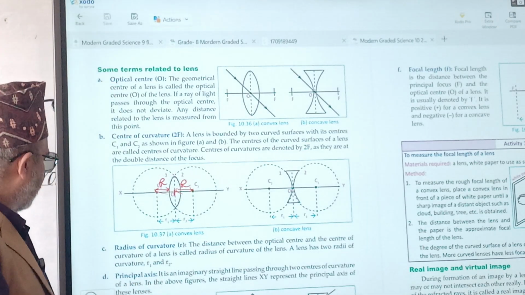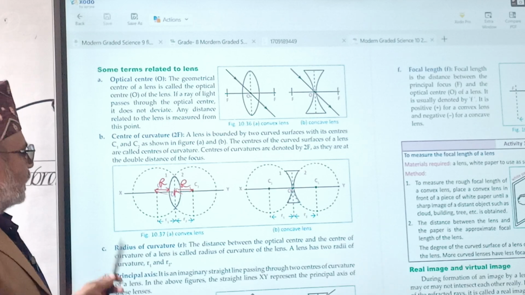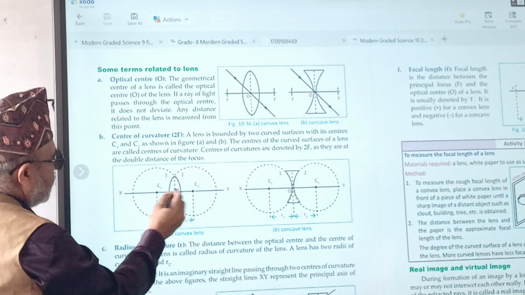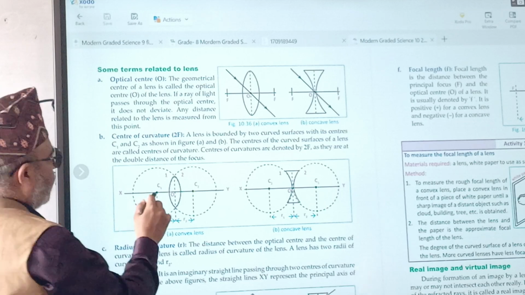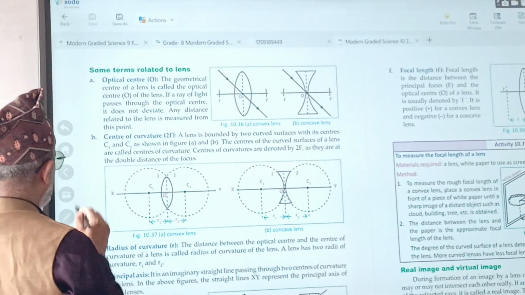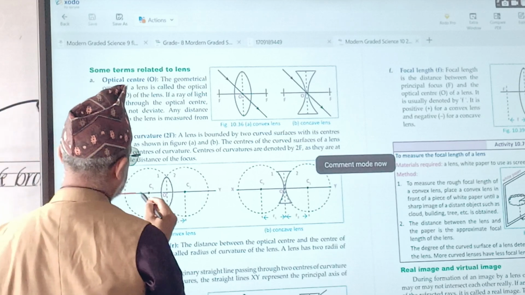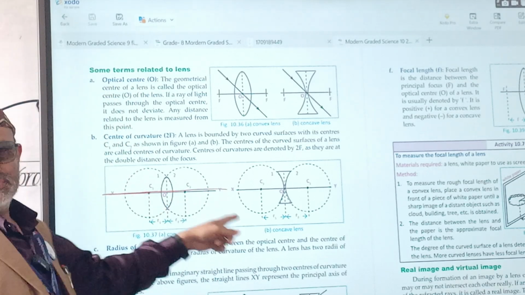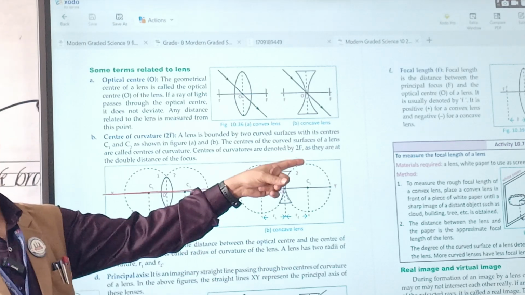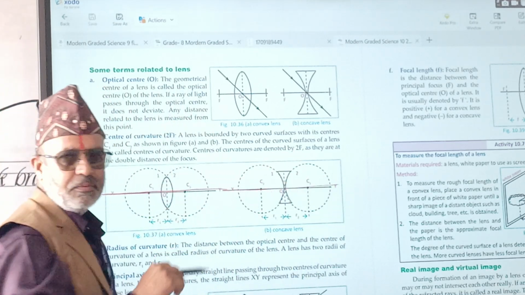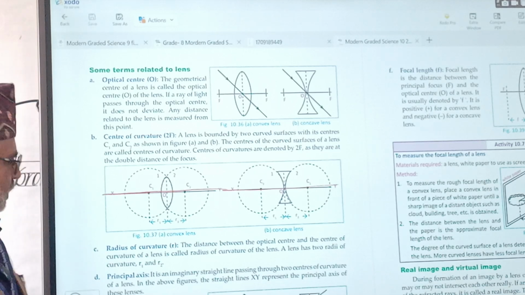Yes. What is next? Principal axis. What is the principal axis? How many centers of curvature are here? 1, 2. The line that passes through the centers of curvature is called the principal axis. So, this line is passing through C1 to C2 or not? It can go further away also, from here also. Centers of curvature. Got the idea? Next one, students.